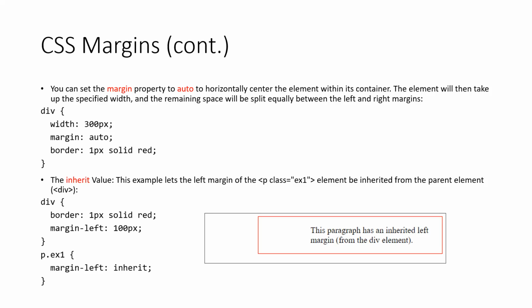So in this particular case, we will use div, and then we can define the widths, margins, and the borders. You can see here, we define the div, and then we get width 300 pixels, margin is auto, and then we specify a small border, 1 pixel, solid and red. So that is for the div element.